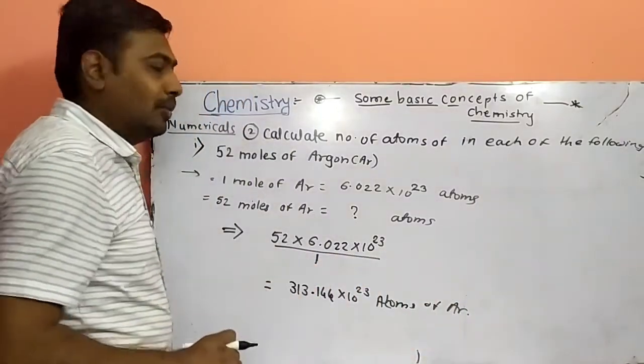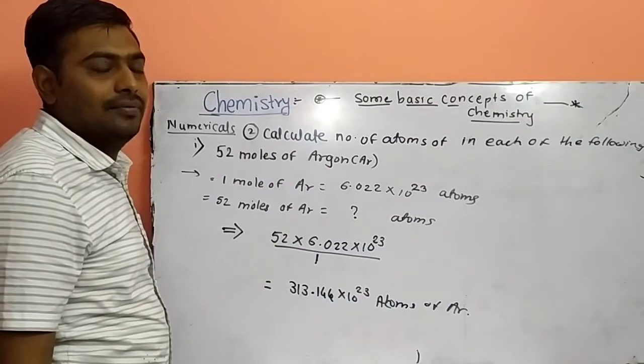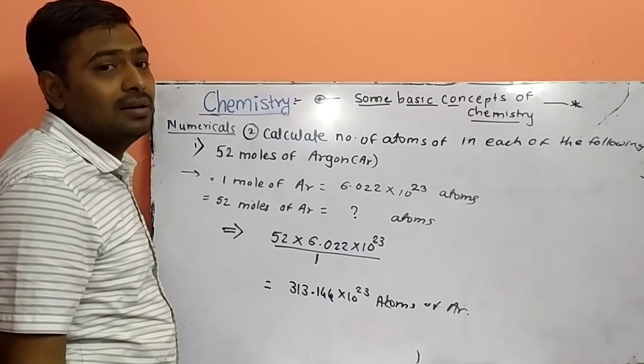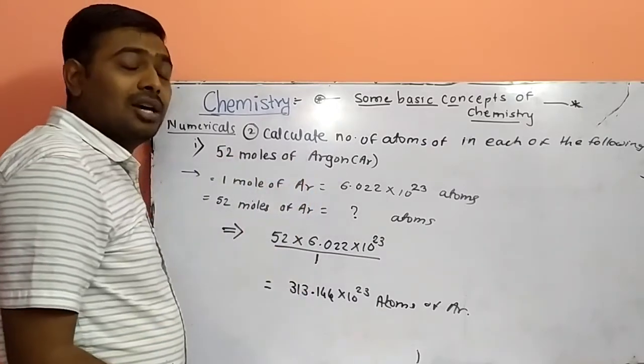Let's take the second numerical. Calculate the number of atoms in each of the following. We have to calculate the number of atoms present in the following moles. First, 52 moles of argon contains how many atoms?